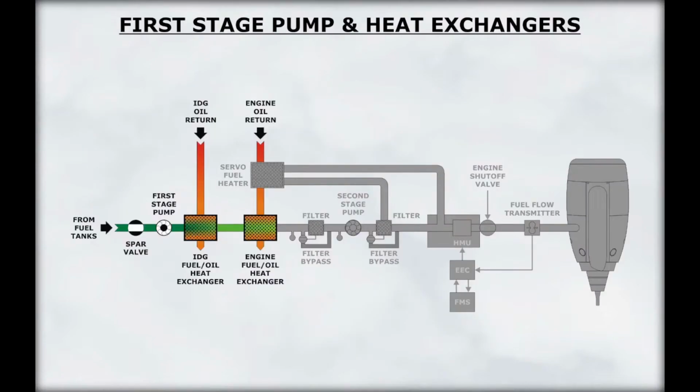The engine-driven fuel pump is connected to the accessory gearbox. This first-stage fuel pump increases the fuel pressure and sends the fuel through two fuel-oil heat exchangers. The heat exchangers use oil from the engine and IDG to heat the fuel. This will also help to cool the oil.